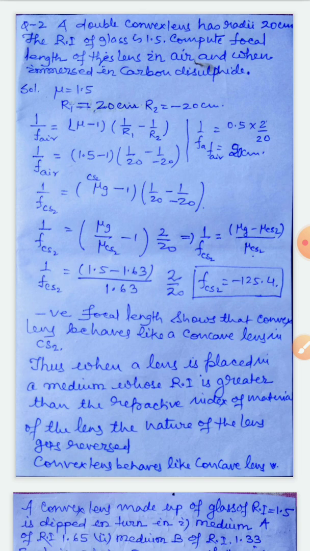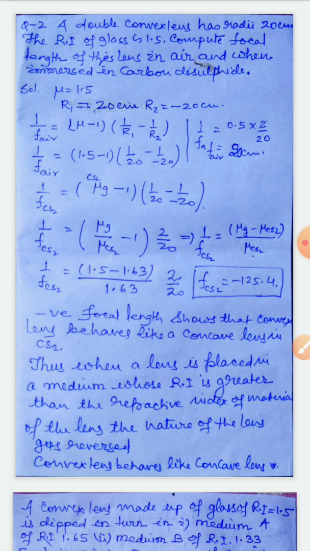Now the lens is convex, but since it is placed in carbon disulfide whose refractive index is greater than the refractive index of the material of the lens, the nature of the lens gets reversed. Here it is behaving like a concave, diverging lens. So whenever a lens is placed in a medium whose refractive index is greater than the refractive index of the material of the lens, the nature of the lens gets reversed. A convex lens will behave like a concave lens, and a concave lens will behave like a convex lens.